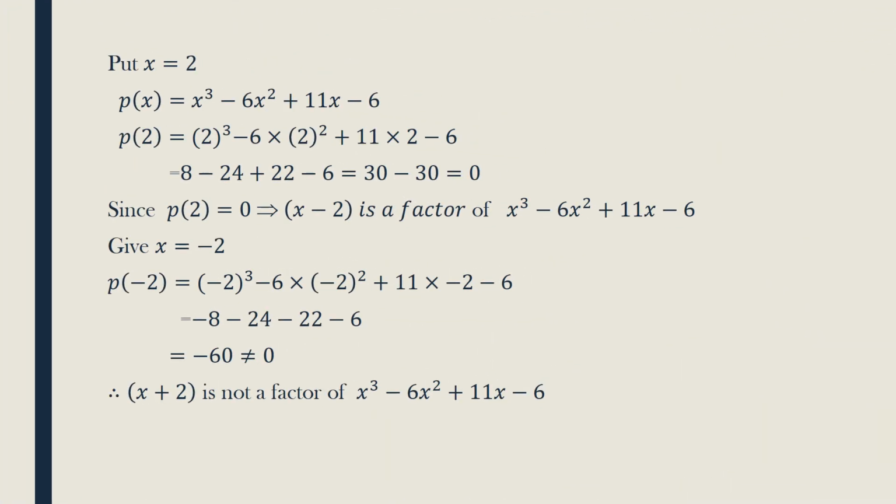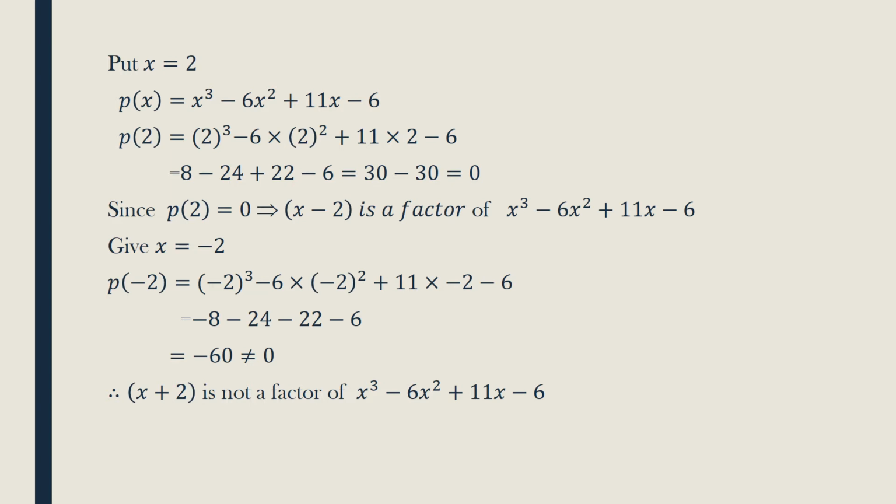When x is equal to 2 is given in the polynomial, we can see 2 cube minus 6 into 2 square plus 11 into 2 minus 6, which is equal to 8 minus 24 plus 22 minus 6 equal to 0. Since p of 2 equal to 0, we can say x minus 2 is a factor of our polynomial. So now we obtain the second factor, which is x minus 2.